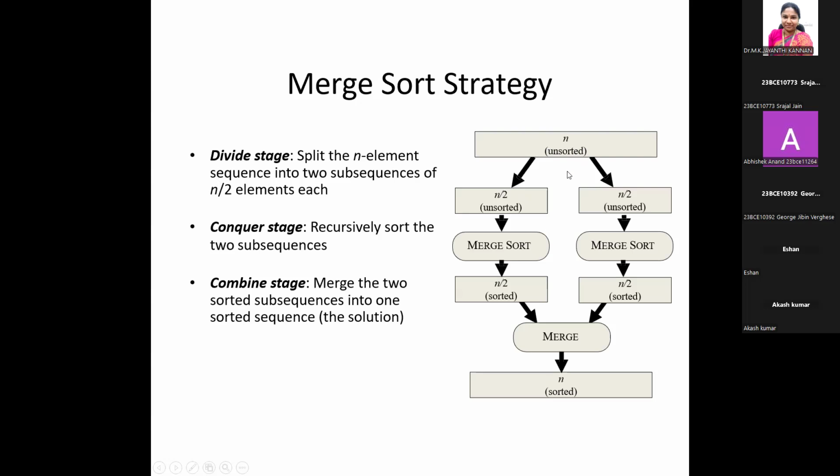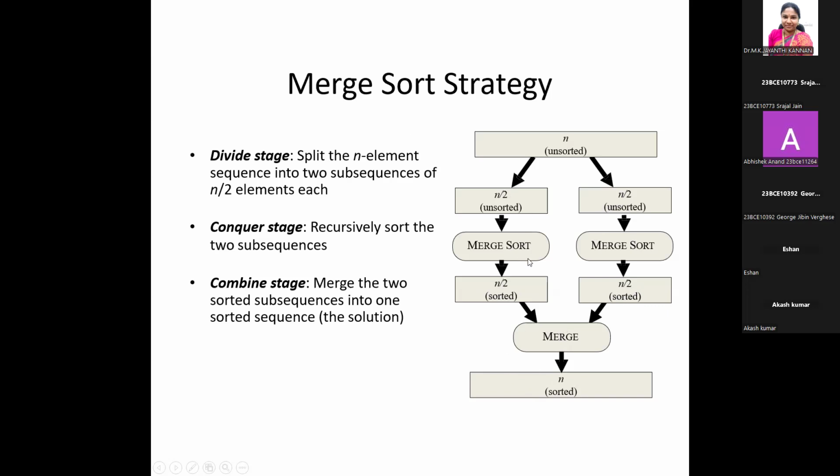So we have n unsorted elements, then n by 2 unsorted elements and n by 2 unsorted elements. Now you apply the merge sort technique and sort the n by 2 elements. Again, apply the merge sort technique and sort the other n by 2 elements. Now we get two sorted n by 2 subsequences. Again, you merge both the n by 2 subsequences. Merge. Now you will get the sorted sequence of n elements.